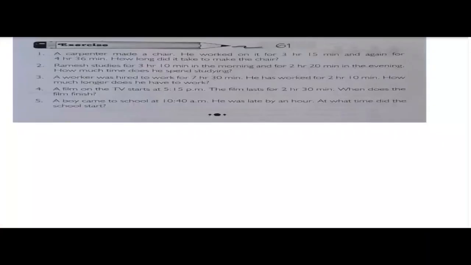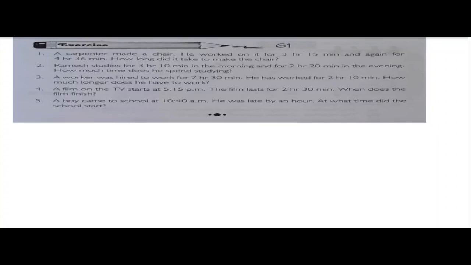Children, this is exercise 61. So let us read out question number 1. A carpenter made a chair. He worked on it for 3 hours 15 minutes and again for 4 hours 36 minutes. How long did it take to make the chair? So there are two times given for the carpenter to make a chair. One is 3 hours 15 minutes and another is 4 hours 36 minutes, and it is asked what will be the total time taken by the carpenter to make the chair.